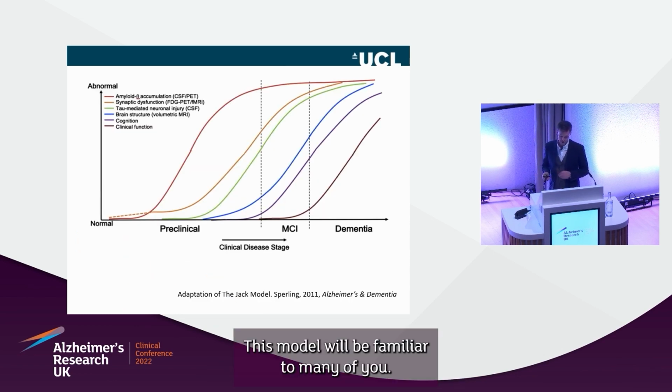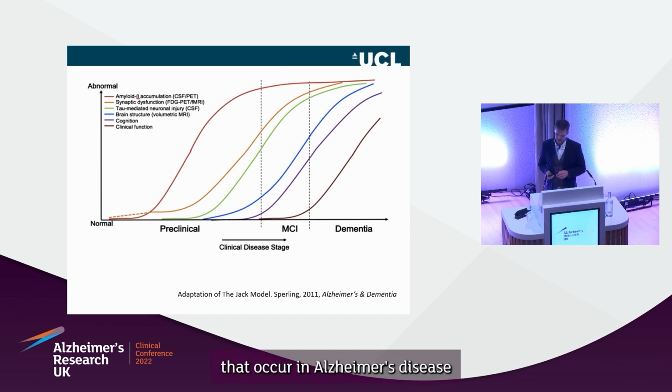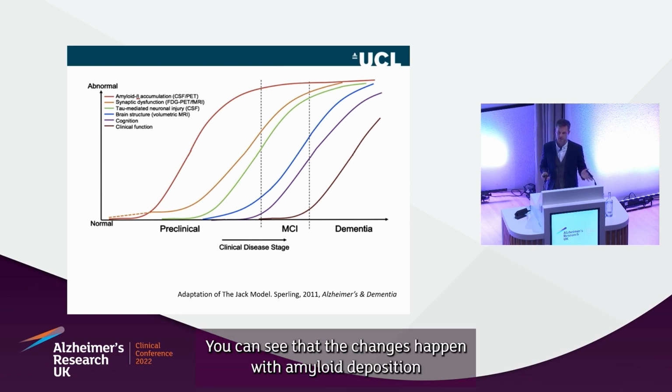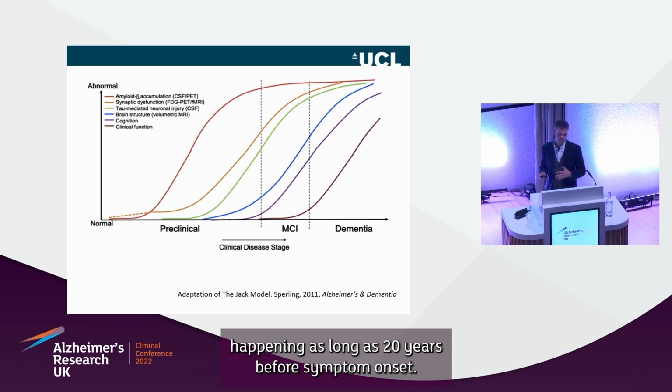So this model will be familiar to many of you. It's a pictorial representation of the biological events that occur in Alzheimer's disease and how they can be measured with biomarkers. And you can see that the changes happen with amyloid deposition happening as long as 20 years before symptom onset.